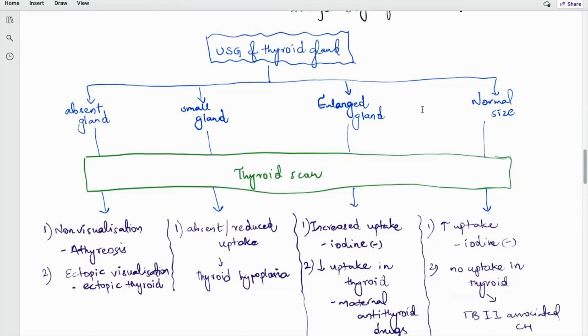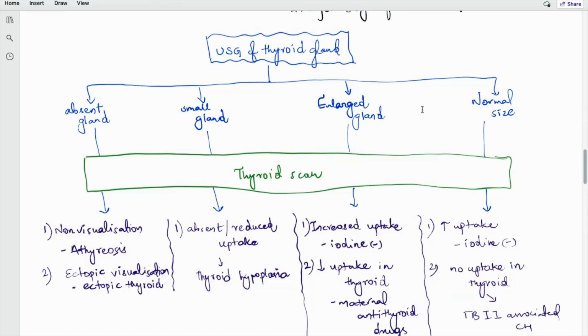In it, if there is no visualization of the thyroid gland, it is called athyreosis. If there is an ectopic visualization, it is called ectopic thyroid gland. Whereas if it is a small gland on ultrasonography and on scintigraphy it is absent or reduced uptake, it is called thyroid hypoplasia.